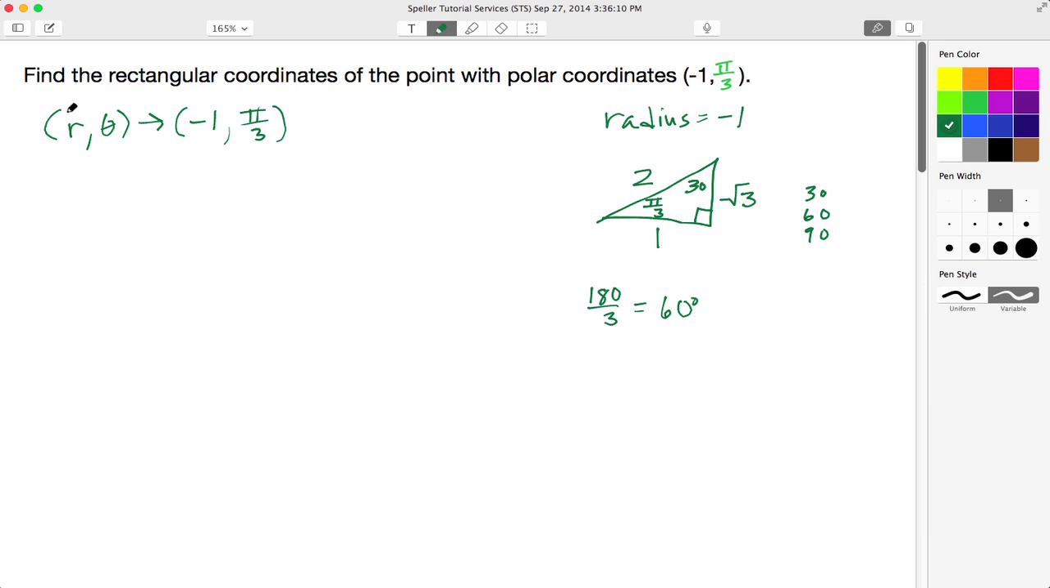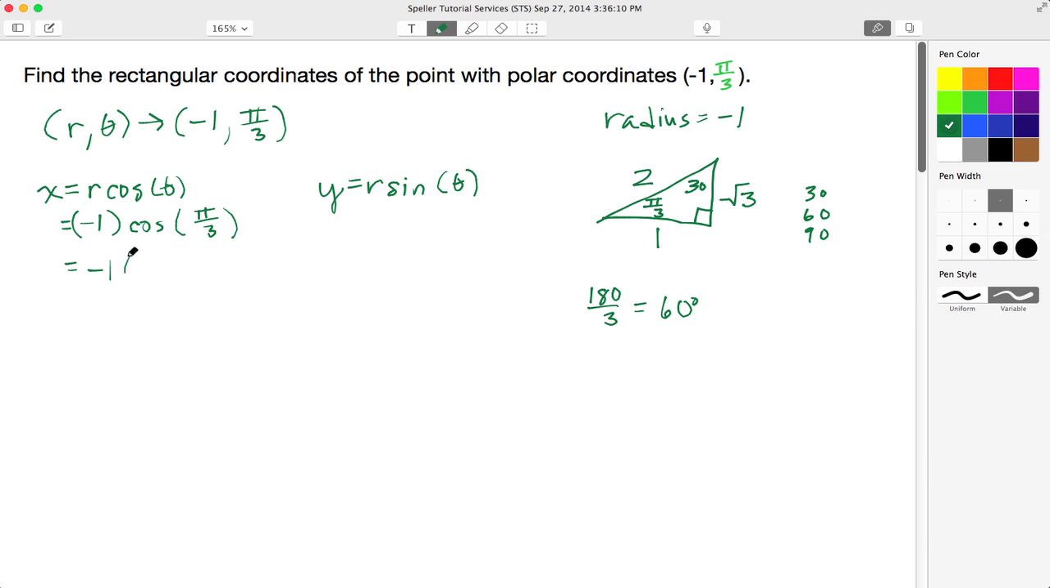And then we also have equations that convert directly from the polar coordinate into the xy values for the rectangular coordinates. Right? We know that x is the same thing as r cosine theta, and we know that y is the same thing as r sine theta. In this example, r is -1, and we know that theta is pi over 3.